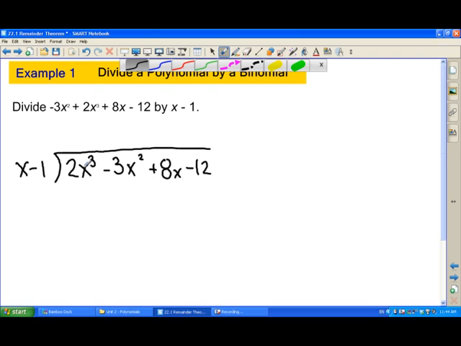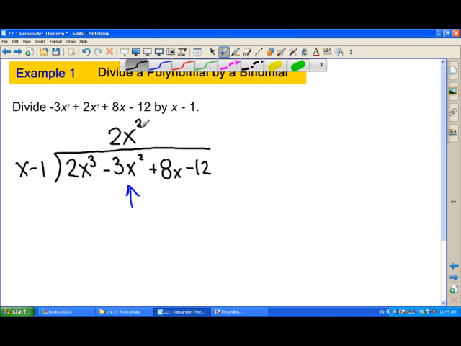Okay, what do I need to multiply x by to get 2x cubed? And if I think about it, I need to multiply x by 2x squared. Notice how I've put that number above the term negative 3x squared. Okay, I'm lining up my place values.